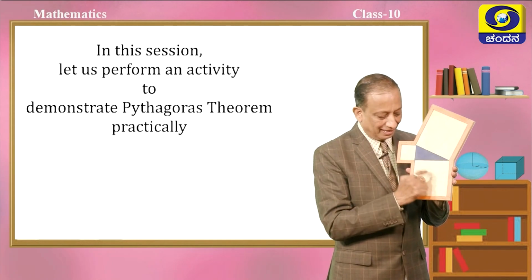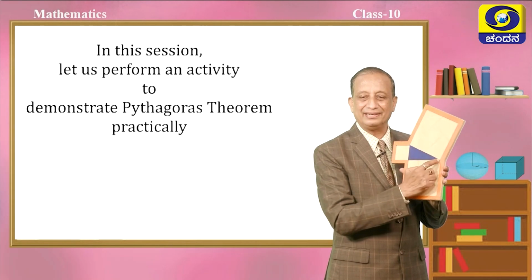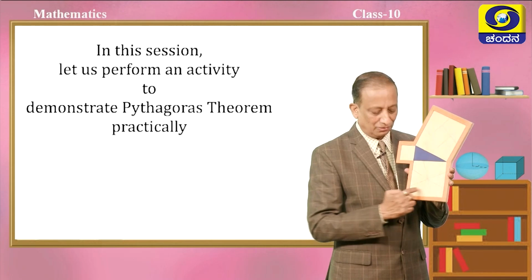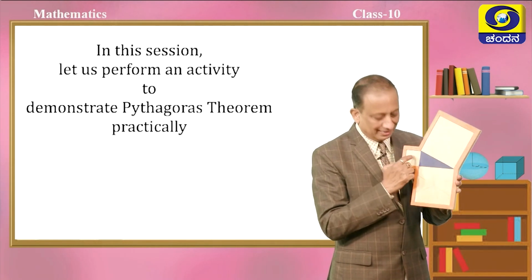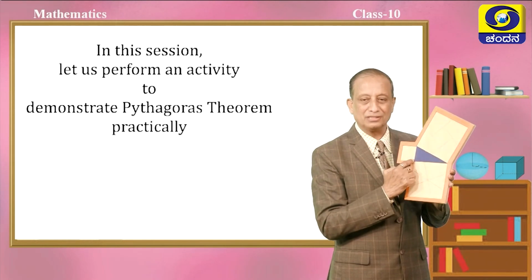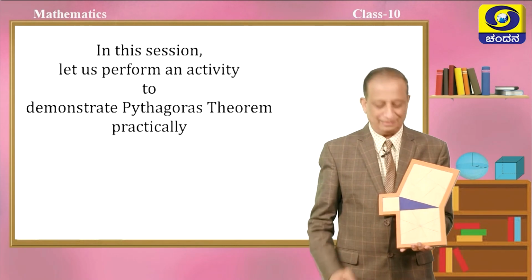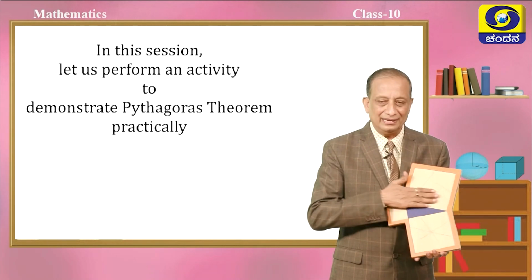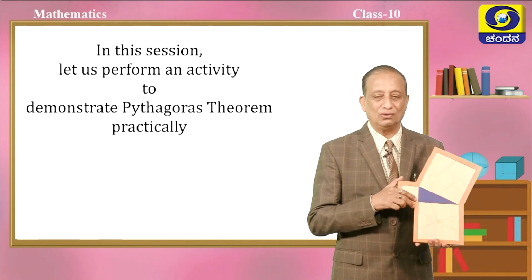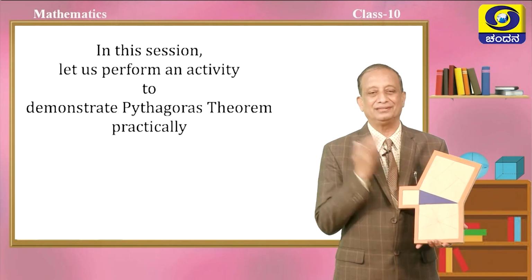In the same way, here is another square constructed on this side of the right angle triangle. All the 4 sides are equal and all the 4 angles are equal to 90. Again, here is a small square built on this small side of the right angle triangle. According to Pythagoras theorem, the area of this square on the hypotenuse is equal to the sum of this square and this square on the other 2 sides.